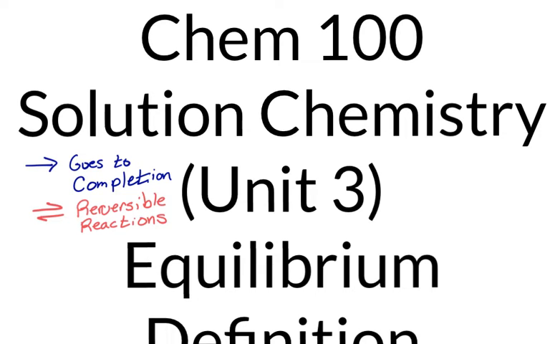Later in this unit, we'll talk about reactions that go in only one direction, or go to completion. But for this lecture, we're going to talk about reactions that are in equilibrium. They don't go to completion, and these are many of the reactions that we find in the real world.